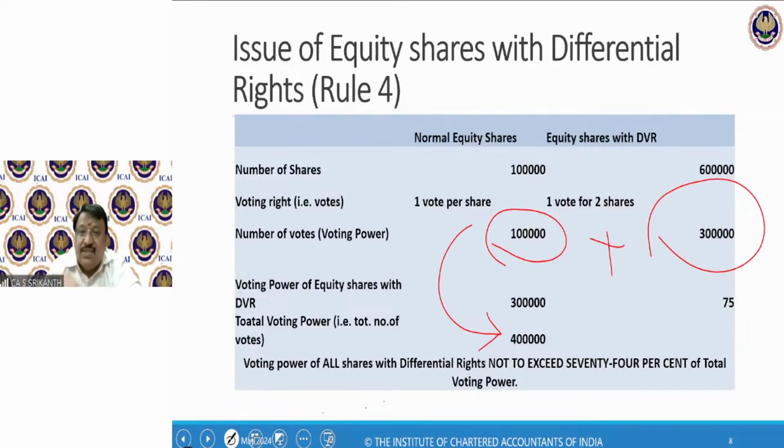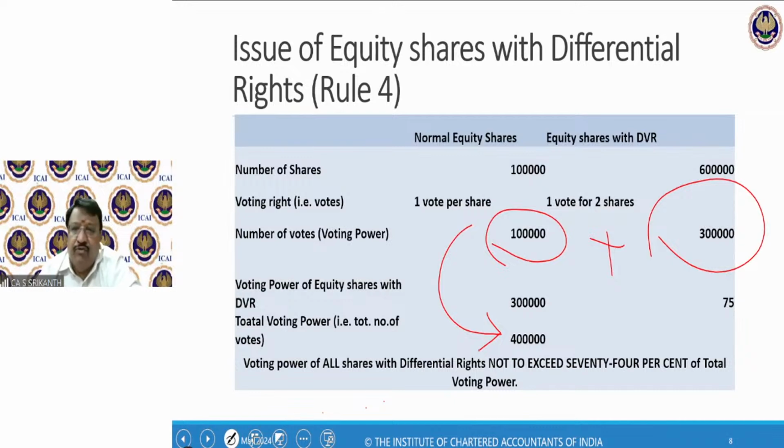Now, out of this, how much is the voting power of equity shares with DVR? 3 lakhs. What is the percentage? 3/4, which is 75%. So it cannot be, because the voting power of all shares with differential rights should not exceed 74%. So they should reduce the number; they can't issue 6 lakhs.